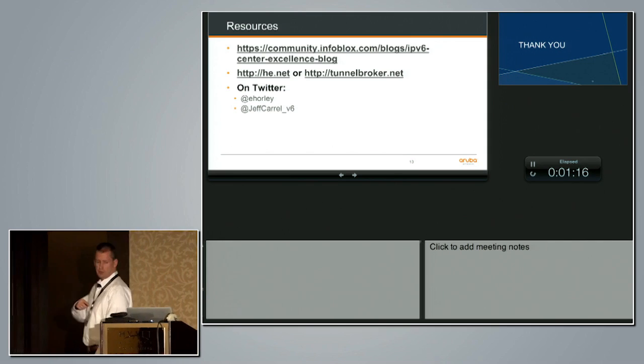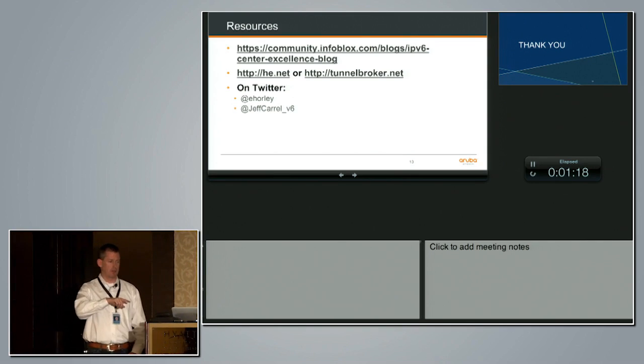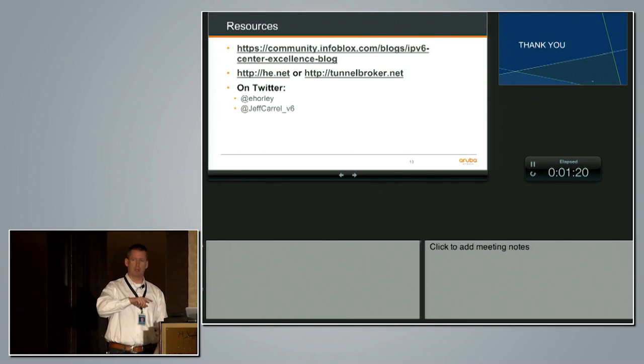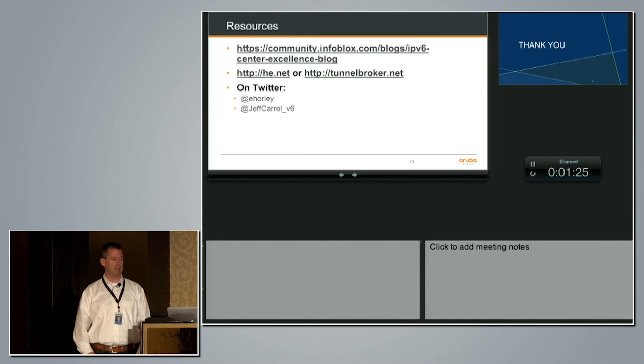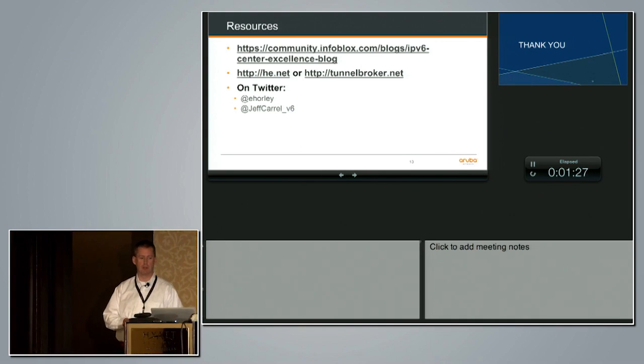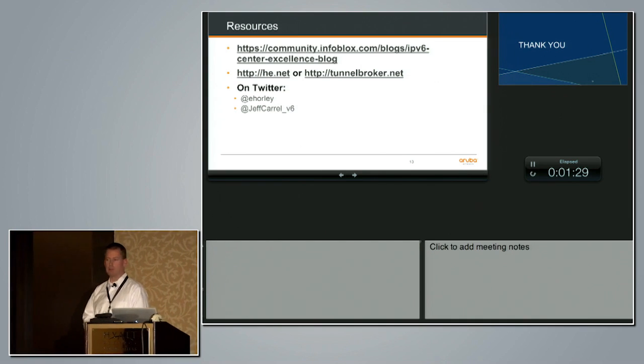On Twitter, two other resources. The first one on Twitter is Ed Horley. Ed Horley has done a very good book. It's written for Windows administrators, but it's focused on IPv6 for the Windows administrators. Jeff Carroll is located here. He's done some training with the Rocky Mountain Summit with Aaron, et cetera. And so I mentioned Ed's book.